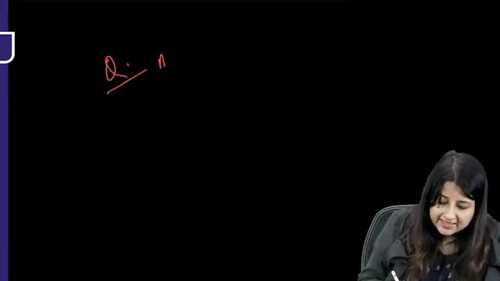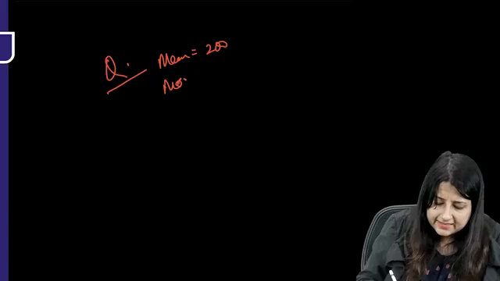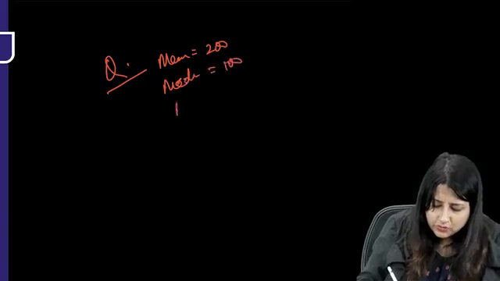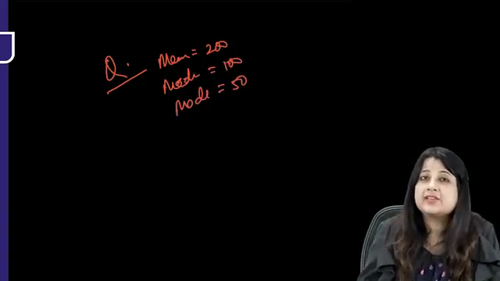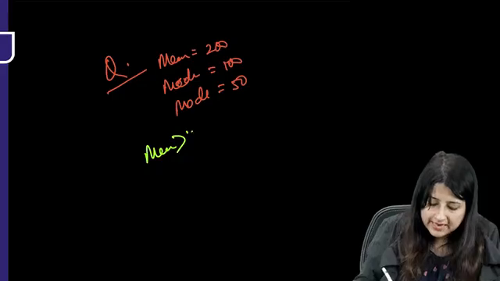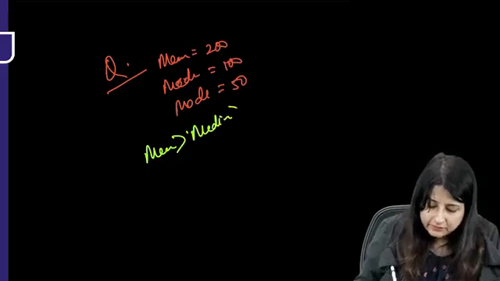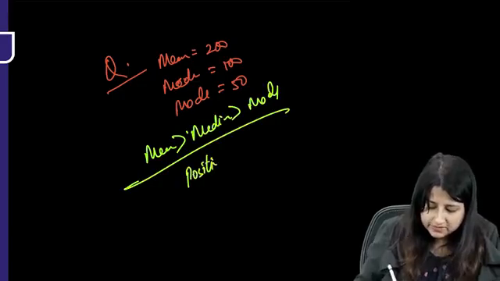Okay. So the question comes for any data set, they've given you mean is 200, median is let's say 100, okay, mode is 50. They ask you which type of distribution, normal, right-sided, left-sided skewness. So here you can see that mean is more than median, which is more than mode, right? So this automatically becomes positive skewed.